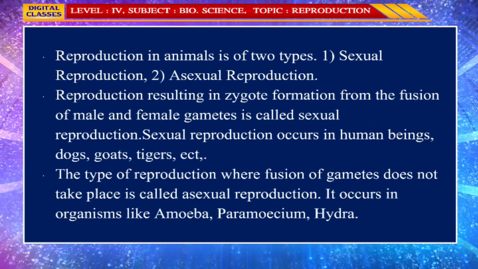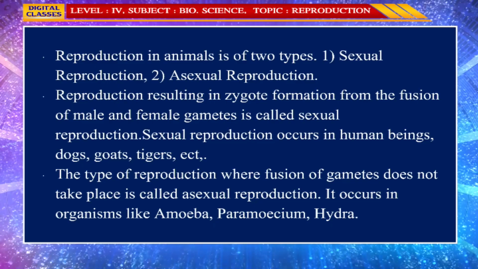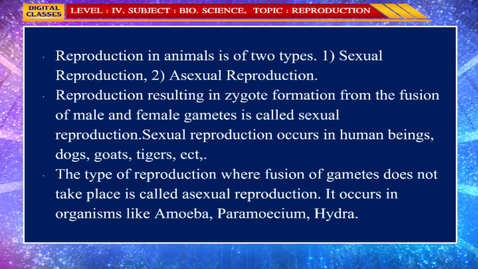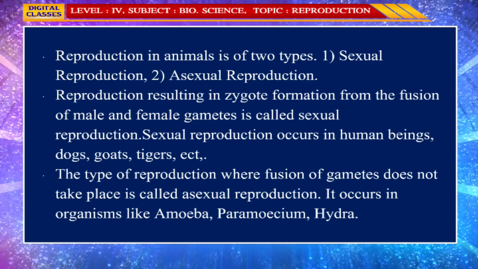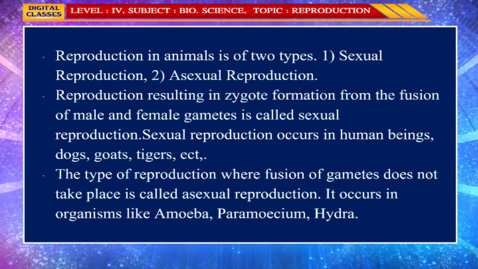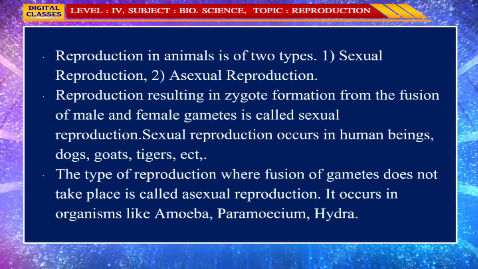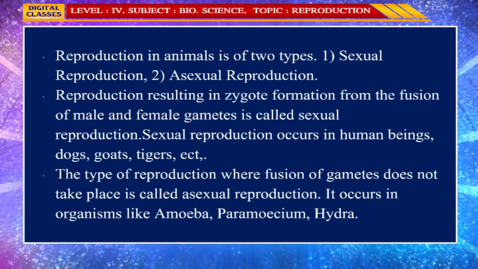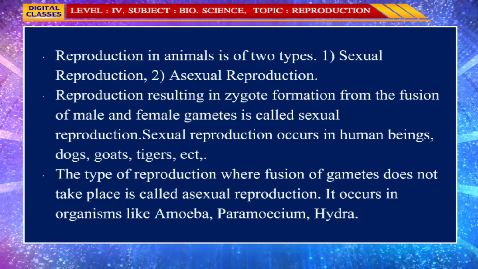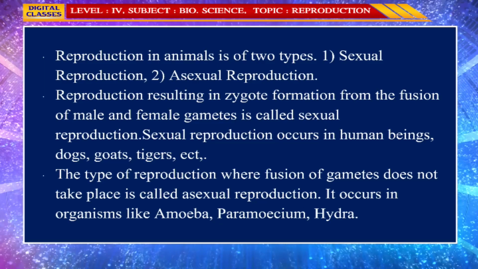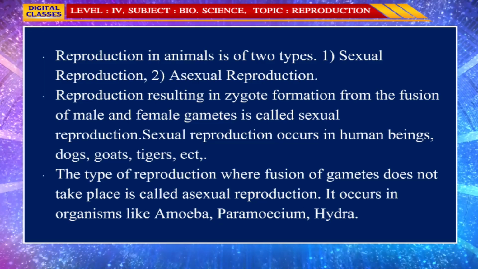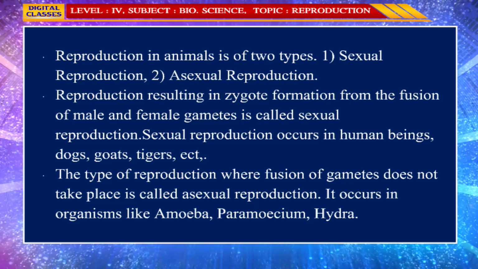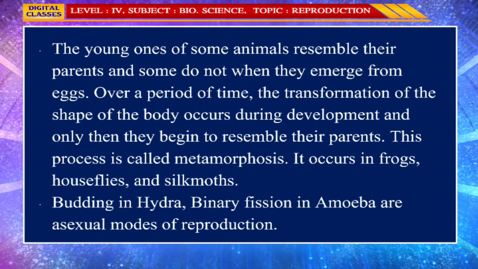Reproduction in animals is of two types: sexual reproduction and asexual reproduction. Reproduction resulting in zygote formation from the fusion of male and female gametes is called sexual reproduction. Sexual reproduction occurs in human beings, dogs, goats, tigers, etc. The type of reproduction where fusion of gametes does not take place is called asexual reproduction. It occurs in organisms like amoeba, paramecium and hydra.